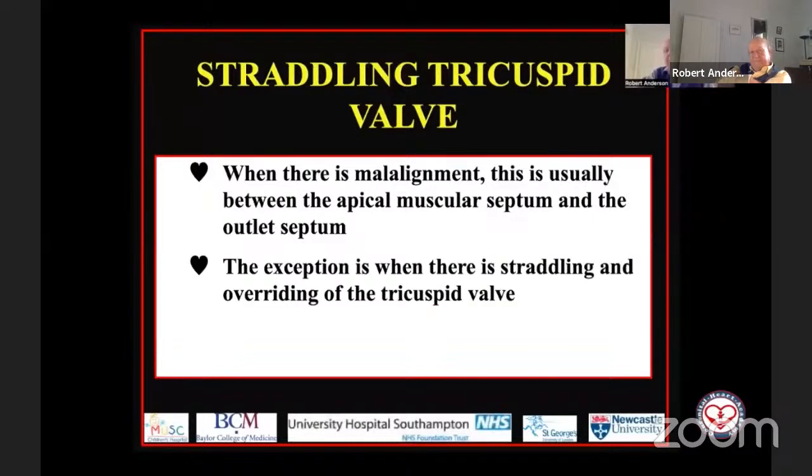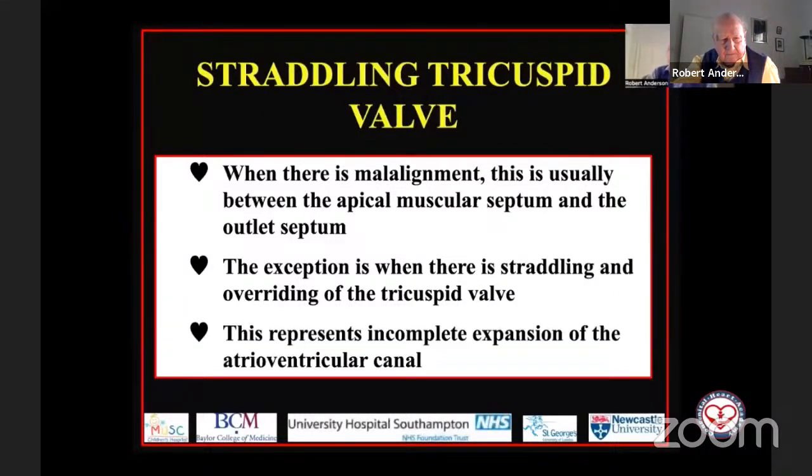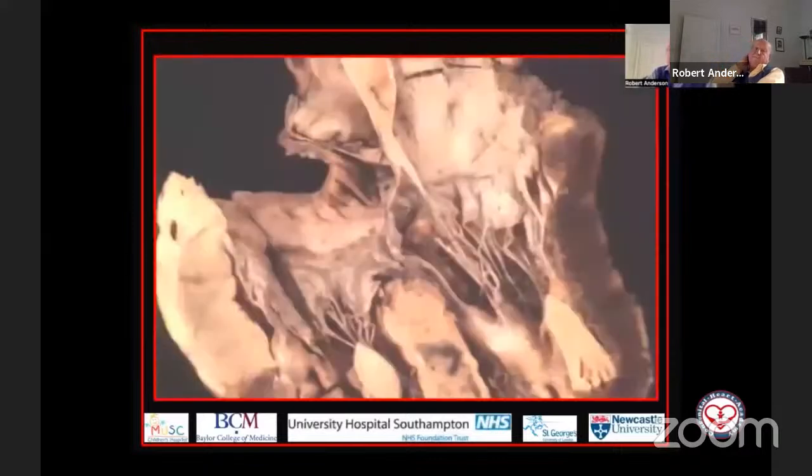But we can have malalignment in one more key setting, and that is when there is straddling and overriding of the tricuspid valve. Because now we must return to that transition from the primary to the secondary interventricular communication. Because we have a particular type of ventricular septal defect, which is perimembranous, and which represents incomplete expansion of the atrioventricular canal.